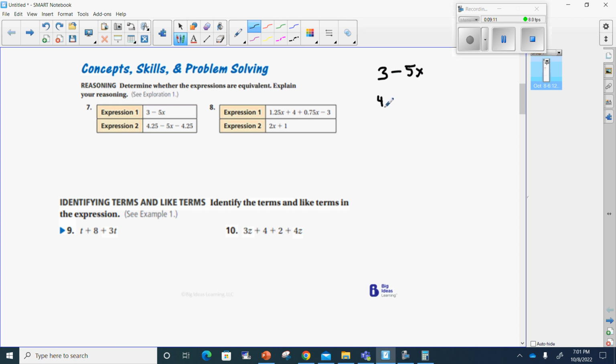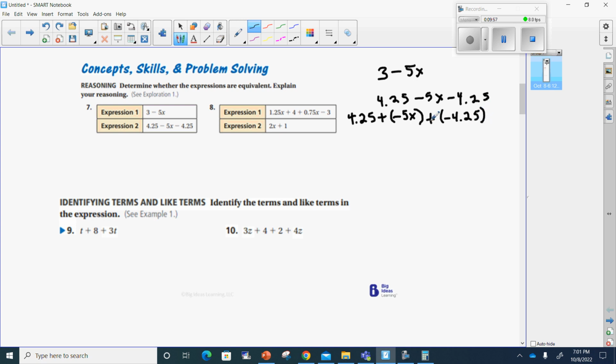But then I have 4.25 minus 5x minus 4.25. It's kind of weird that they would have this because remember, I'm allowed to turn this into all addition by using inverse operations. So now I could take 4.25, I can make this plus negative 5x, and then I could say plus negative 4.25. You might say, why did you want to do that?